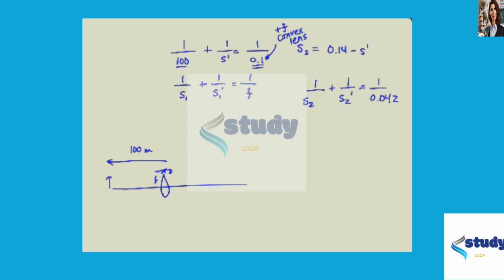Okay. So to solve for my s1 prime, I can do 1 over f minus 1 over s1, and then I can invert everything. So that becomes 1 over f minus 1 over s1. This gets us an s1 prime of about 0.1 meters.